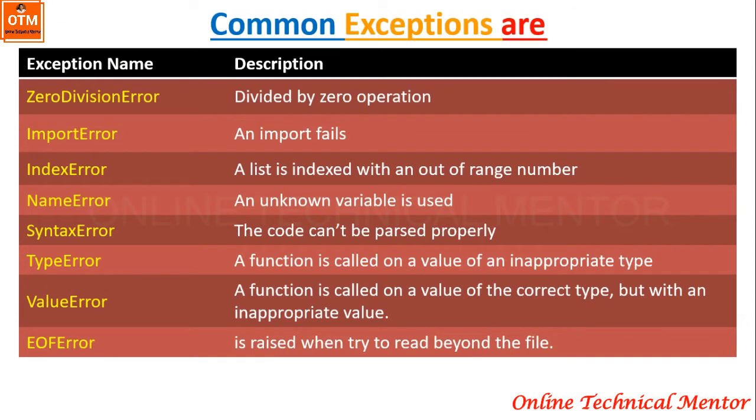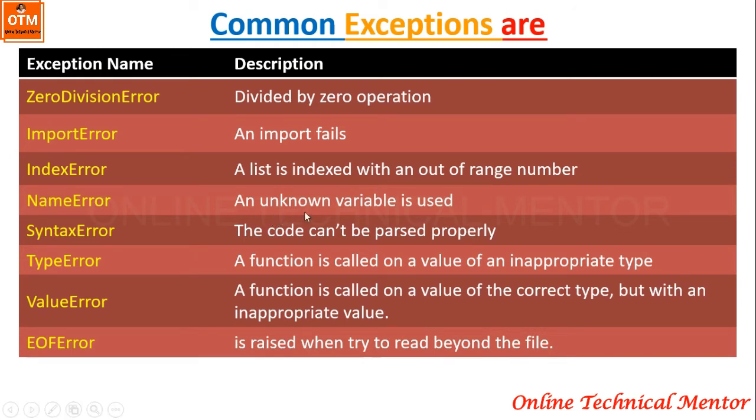Here are some common exceptions available in Python. The first one is the zero division error. When a number is divided by 0, this exception arises. Import error, when an import fails. That means we are importing a wrong module. Index error, a list is indexed with an out of range number. That means we are indexing a list or a tuple element which does not exist.